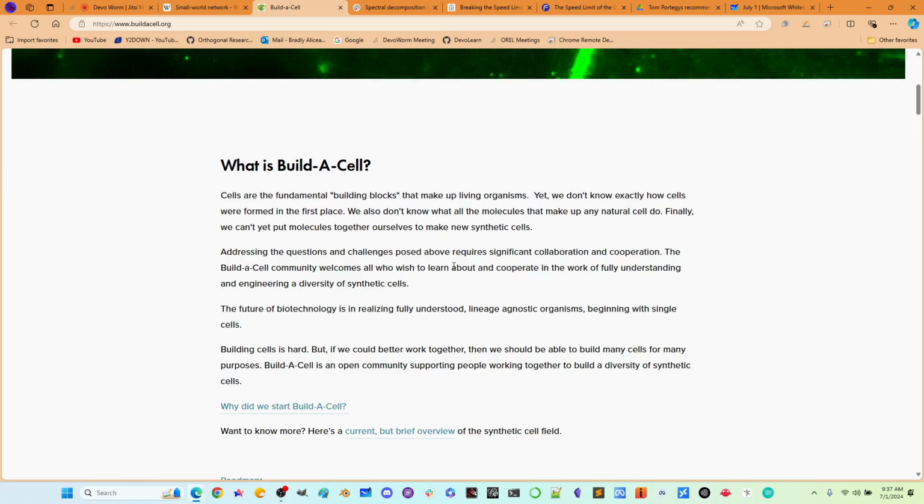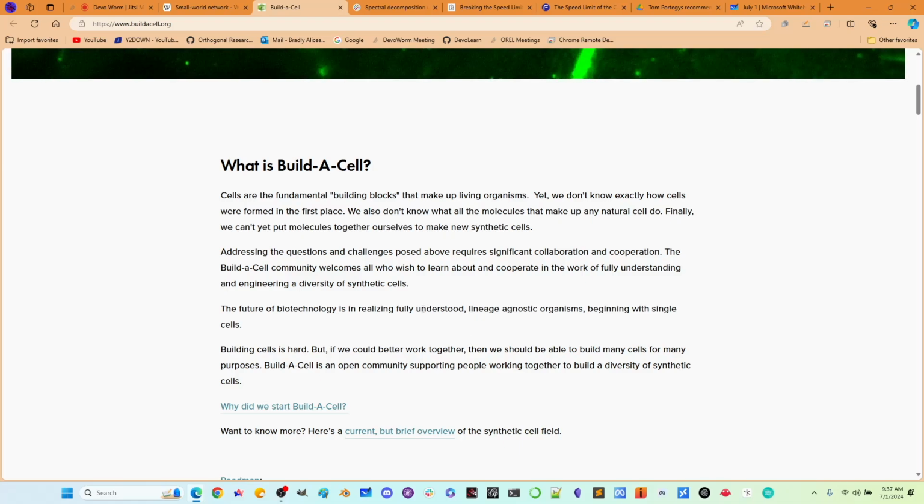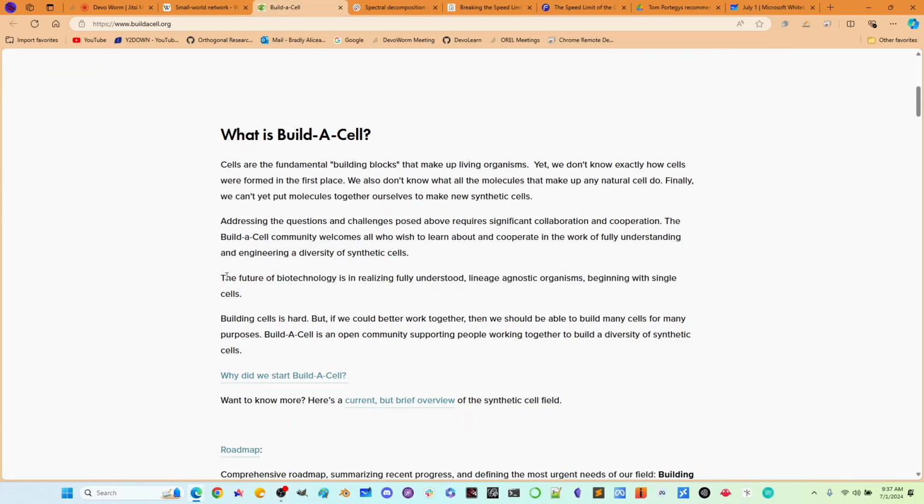So this is what they're trying to do: build something that is really something that we would find in the body. We can use it for studying disease and other things like that. So they want to. The future of biotechnology is in realizing fully understood lineage agnostic organisms, beginning with a single cell. So they want to build things that are not tied to lineage or lineage trees like what we have in C. elegans, which is very lineage dependent. Cells have to be of a certain lineage, and that defines their function.